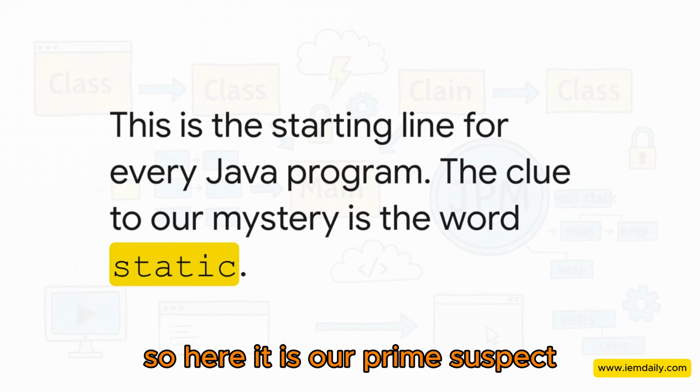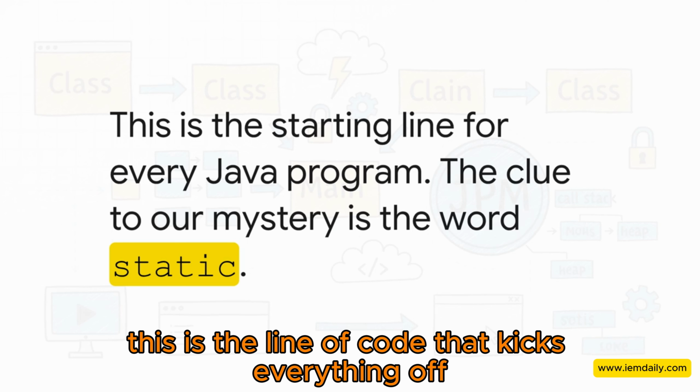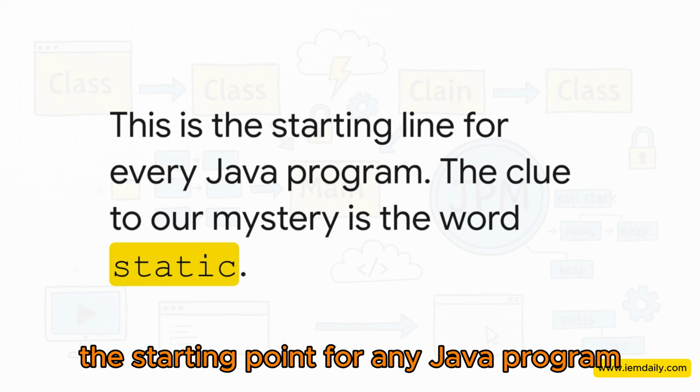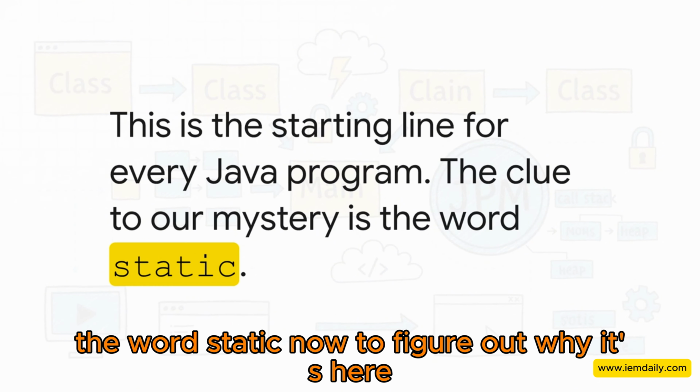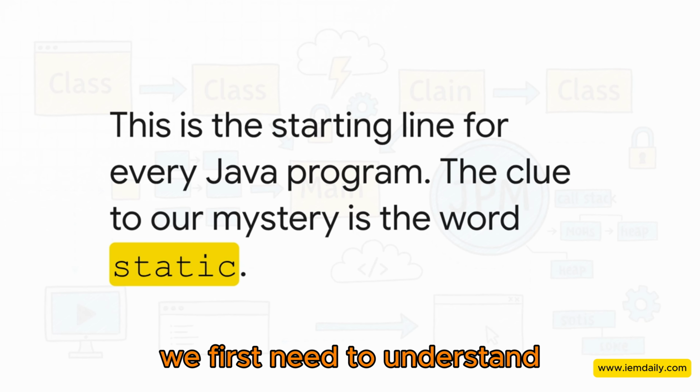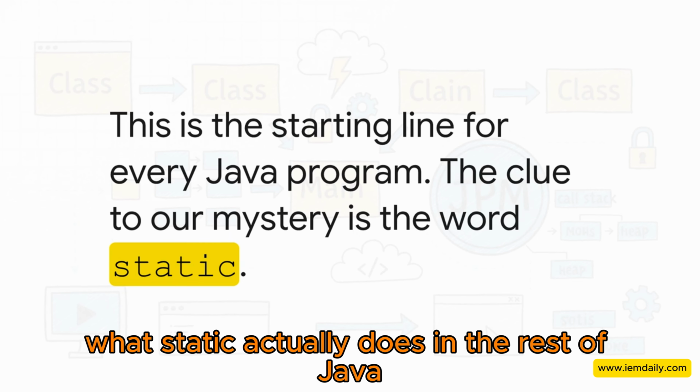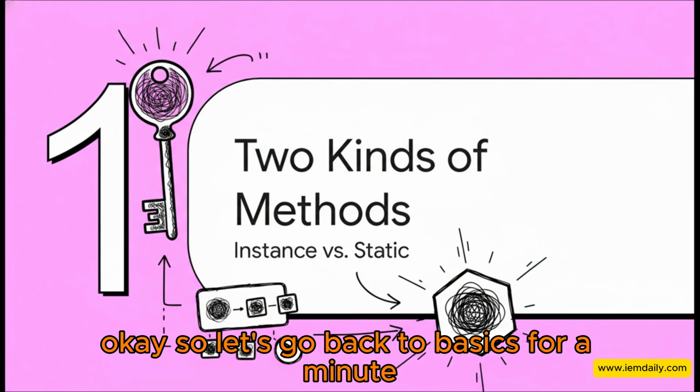So here it is, our prime suspect. This is the line of code that kicks everything off, the starting point for any Java program. And there's our main clue, highlighted for us, the word static. Now, to figure out why it's here, we first need to understand what static actually does in the rest of Java.